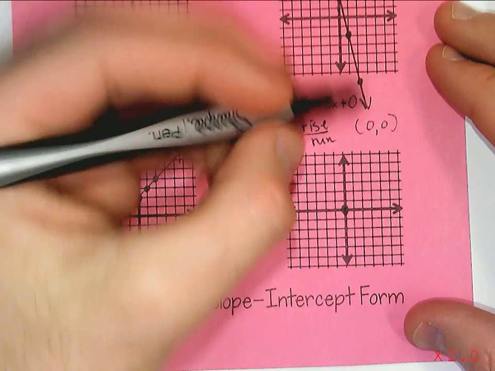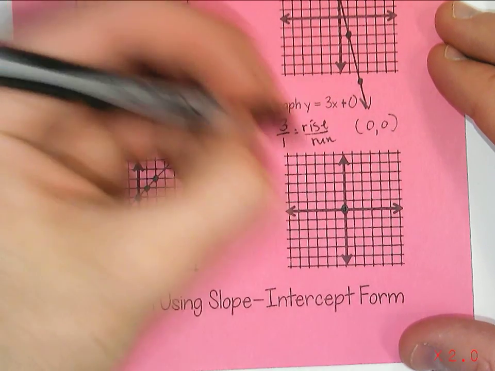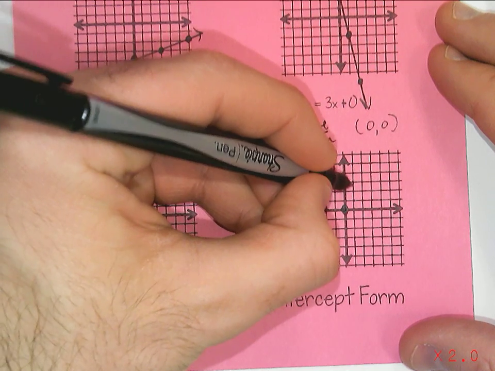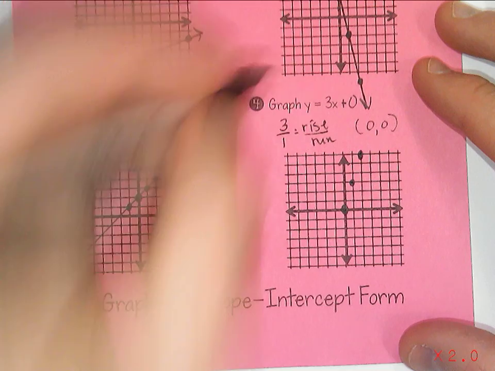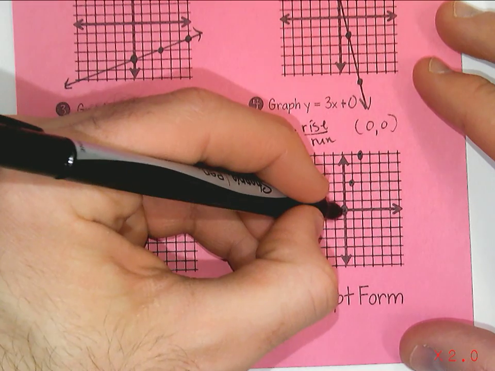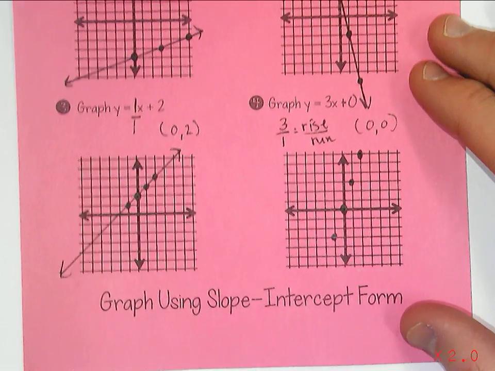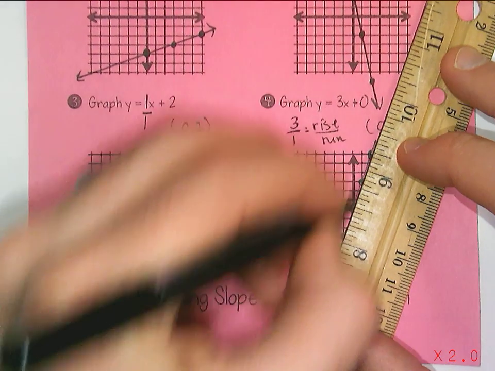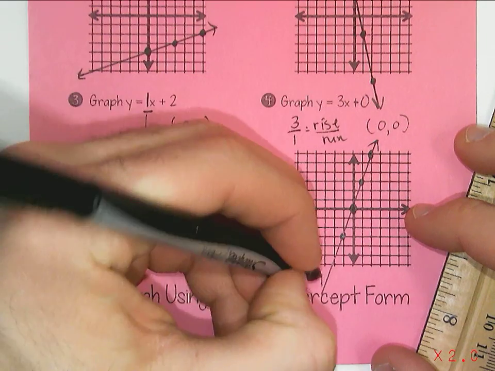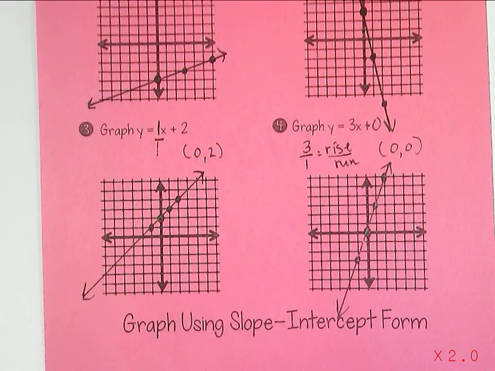From there we need to go, starting at the origin, remember that's where we want to start, up 3, 1, 2, 3, over 1, 1, 2, 3, over 1. We could also go backwards, down 3, 1, 2, 3, to the left 1. And it should still fall on that line. Like I said, get your straight edge, draw a line through there, and you're good to go. So that's graphing in slope-intercept form.